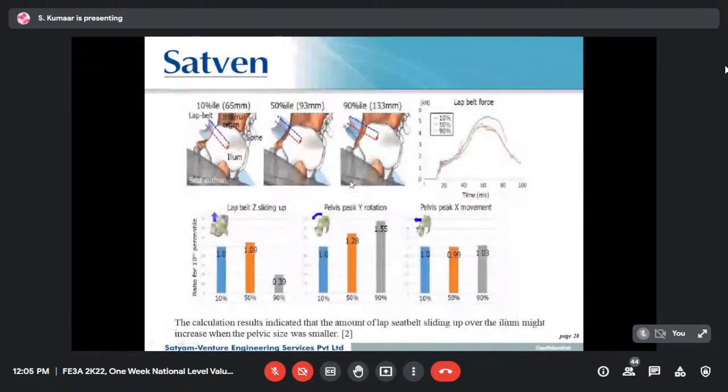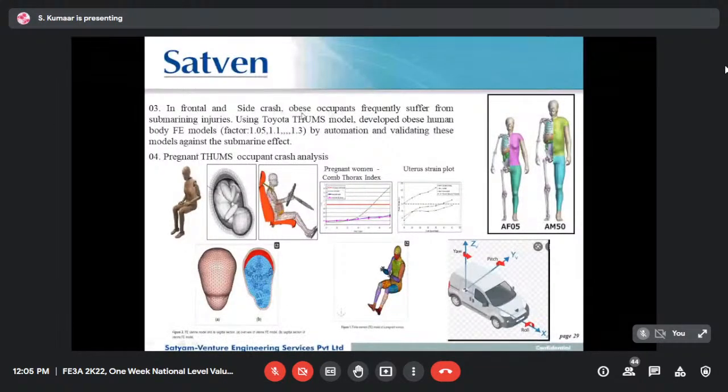The next one is the obese model. Nowadays you can see more people in the obese condition, and obese occupants frequently suffer submarining injuries. Submarining means that because of obesity the seat belt will not fit properly on the lap, so it tries to come towards the chest side, and it will hurt all the inner organs in those locations.